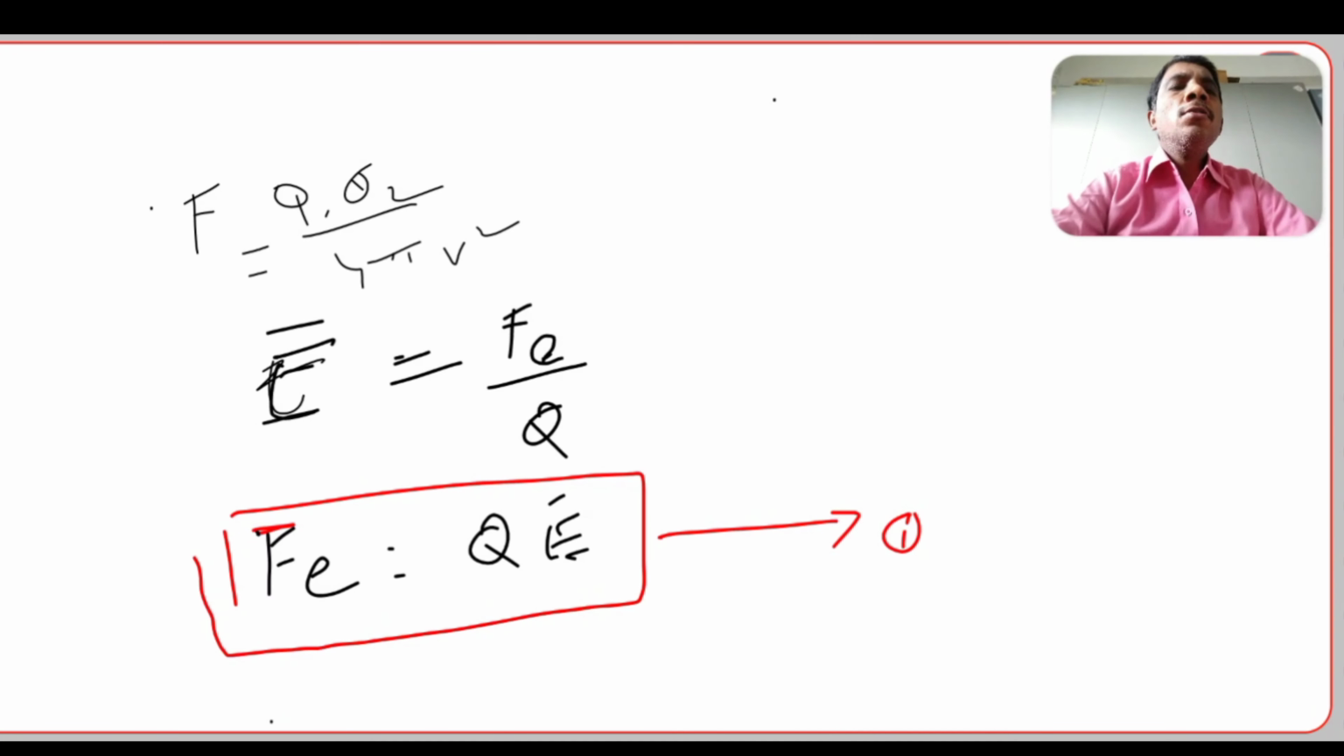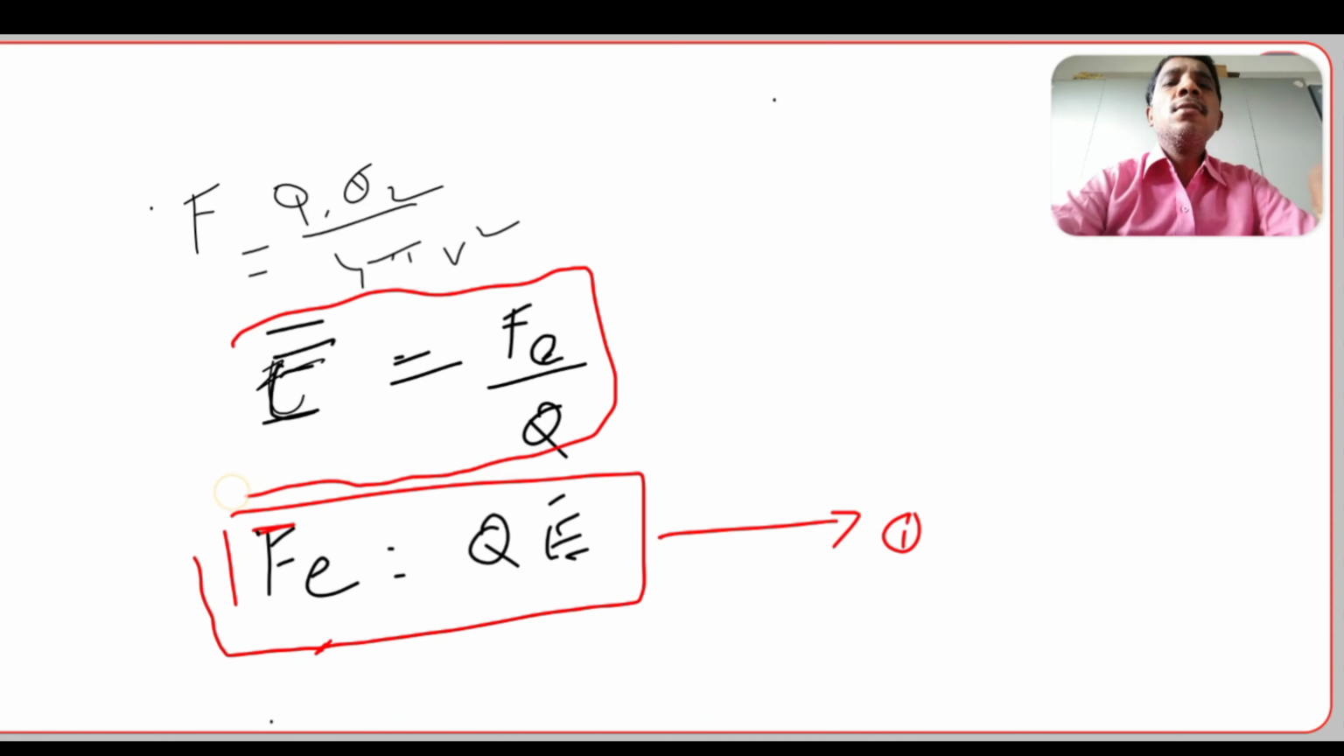How can you say that Fe, the force on electric charge, equal to Q into E? How can we relate? We know the electric field intensity formula. Electric field intensity E bar equal to Fe by Q or F by Q. Force per unit charge is Q.